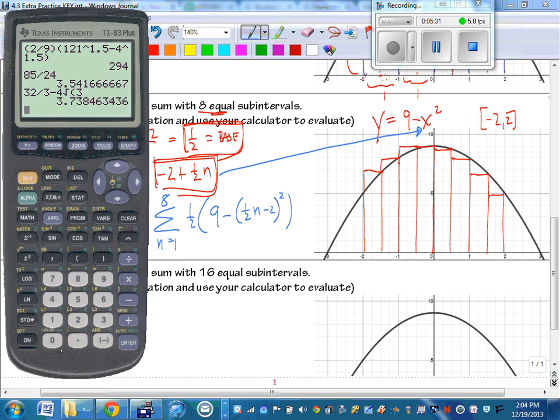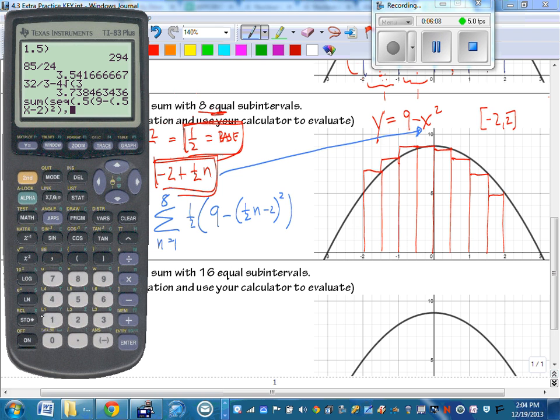So to do that, we're going to go to Second Stat, over to Math, and then down to the 5th option, Sum. Then we're going to do Second Stat, go to Ops, the 5th option, Sequence. I want to put in this expression. So we have 0.5, parentheses, 9 minus, parentheses, 0.5 x minus 2, parentheses, squared. And then I want another set of parentheses to close out all of this. So there's our expression, comma.